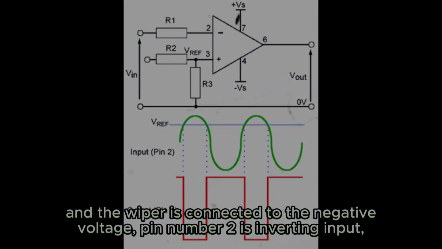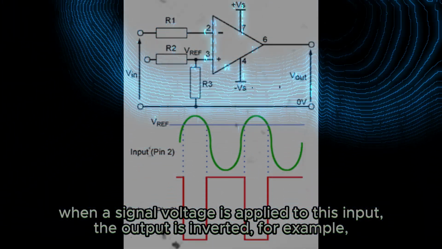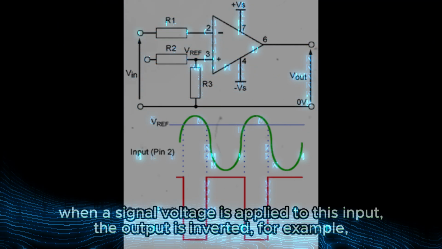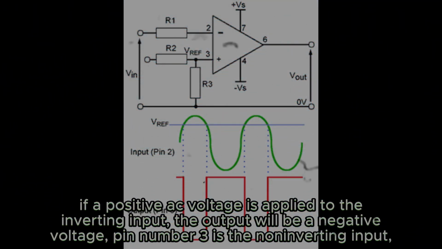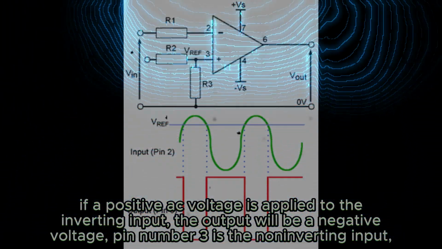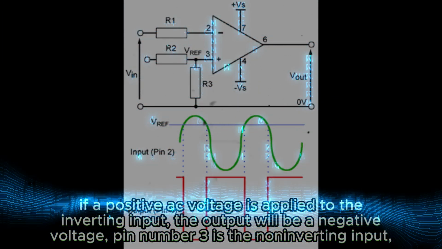Pin number 2 is the inverting input. When a signal voltage is applied to this input, the output is inverted. For example, if a positive AC voltage is applied to the inverting input, the output will be a negative voltage.